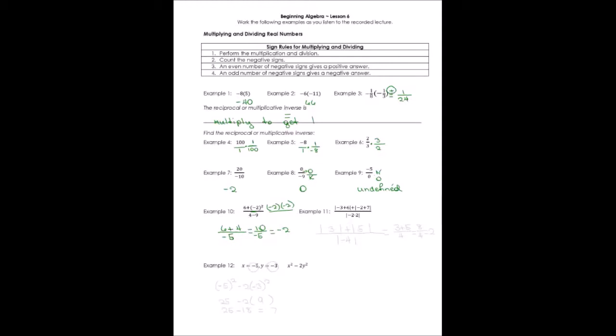Example 11 has a bunch of absolute values that we need to resolve, so we have to handle the operations inside absolute value first. So let's just write the absolute value sign down and say negative 3 plus 6. That's going to give me absolute value of 3 plus the second one, absolute value of negative 2 plus 7. Well, negative 2 plus 7 is going to give me a positive 5. And in the bottom, my denominator, I'm going to say absolute value of negative 2 times 2, which is a negative 4.